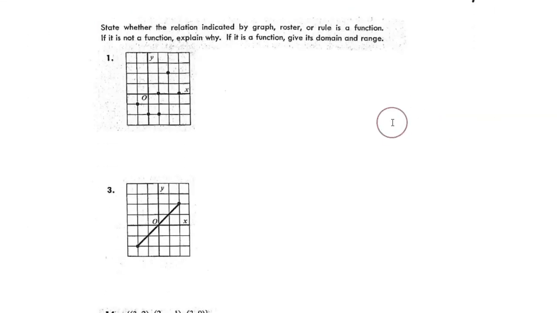Next one, state whether this is a function. Notice this dot here and this dot here lined up with each other vertically. That is not a function, because that x value of negative 1 has 2 different y values. Number 3 does not have anything like that. There's no spot where the graph has a dot lined up vertically with another dot on the graph. This is a function.